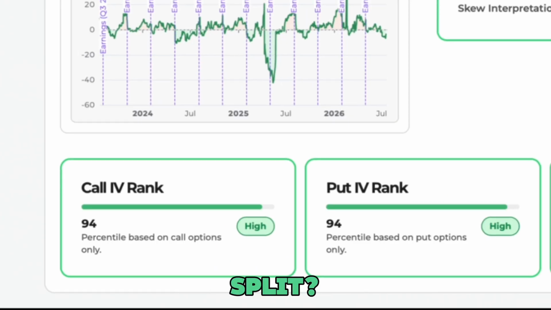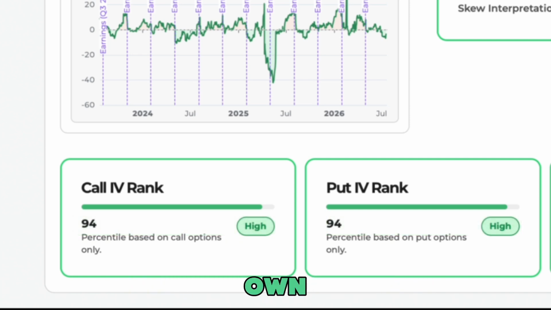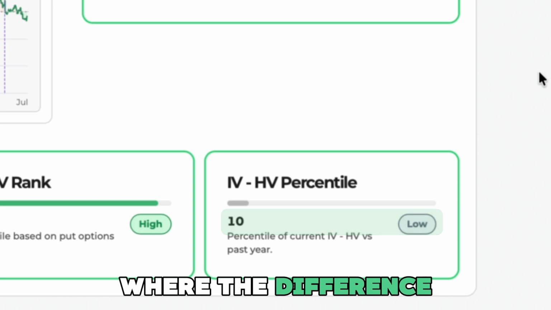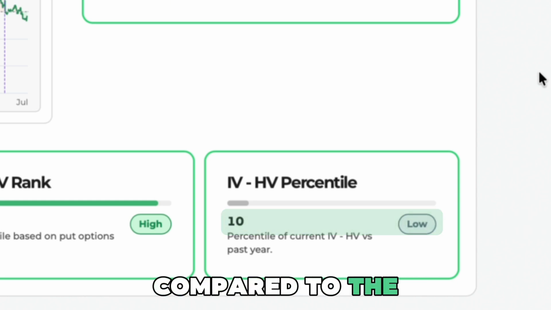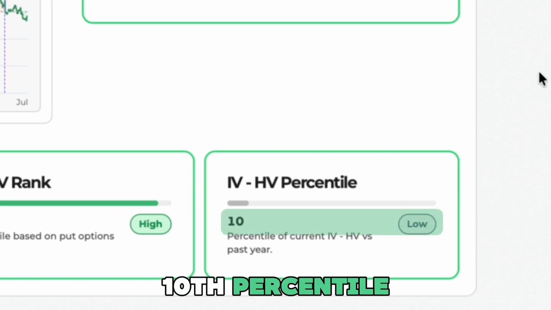Do you want to see the split? Well, we also give you the call IV rank and put IV rank. These numbers run that same percentile, but for the calls and the puts on their own. The IV minus HV percentile window will show you where the difference between the two volatilities sits compared to the past year. For instance, in this case, the difference is sitting at the 10th percentile, which is pretty low.